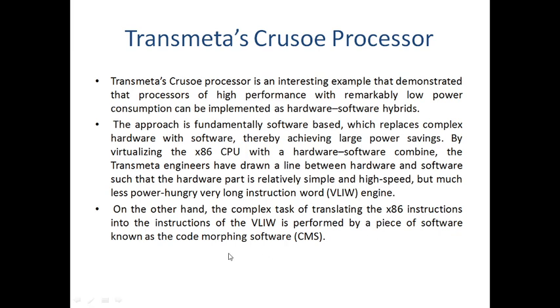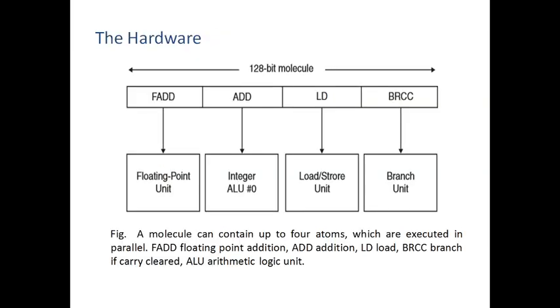This is the main advantage. The main advantage of the Transmeta Crusoe processor over other x86 processors, in terms of power consumption and speed, is this code morphing software. Next we will see what the hardware in the Transmeta Crusoe processor is, what the software is, and what the advantages are compared to other processors.